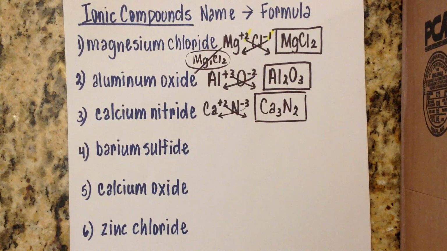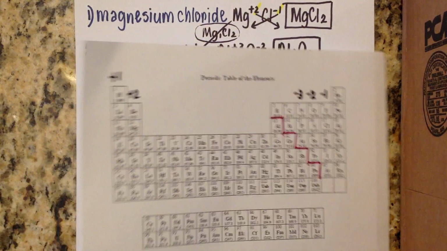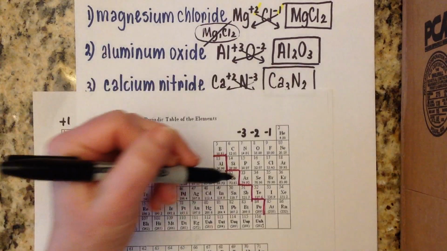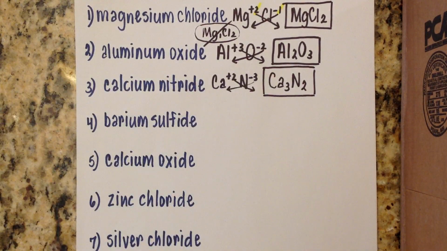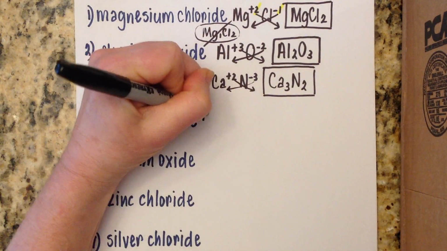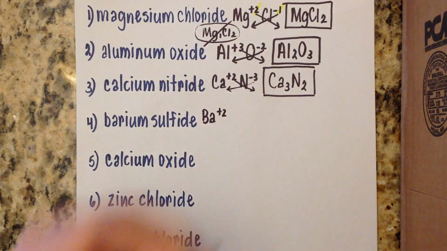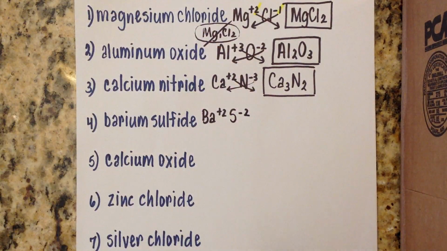All right, let's do number 4. Barium sulfide. So when I look at my periodic table, barium has a +2 charge, and sulfide has a -2 charge. So barium, Ba +2, sulfide is S -2. Again, writing the cation first and the anion second.